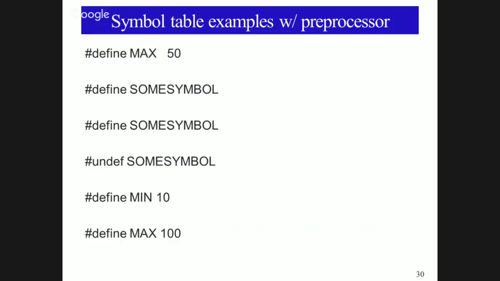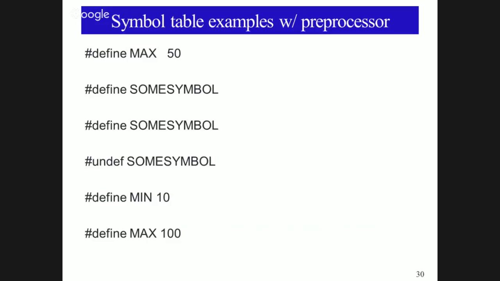So if I have these things, I think last year I actually had the students do more on the preprocessor directives, but that's okay. Say if I have pound define max 50, then max goes in, 50 goes in. Pound define some symbol goes into the table. Pound define some symbol again, you can redefine the symbol, so if it's already in your symbol table, just replace it. Pound undef some symbol, yank it out of the symbol table. We're not going to do undef, but yank it out of the symbol table.